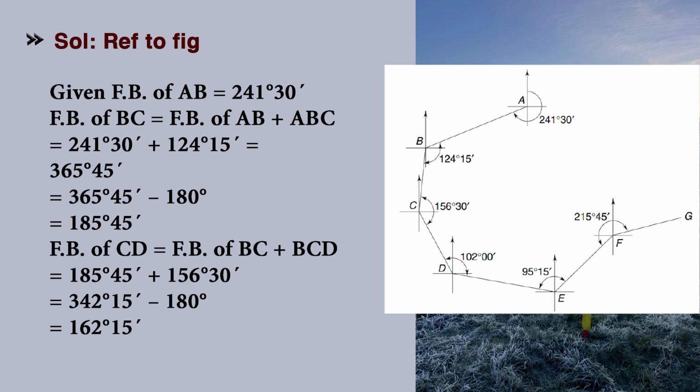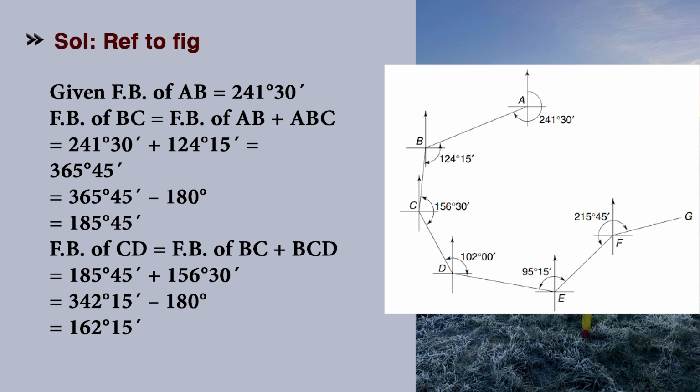So, forebearing of AB is given as 241 degree 30 minutes, and the angle ABC is given as 124 degree 15 minutes. Adding both will result in 365 degree 45 minutes. Since this value is greater than 180 degree, we will subtract 180 degree from it. So, 365 degree 45 minutes minus 180 degree will give you 185 degree 45 minutes. So, forebearing of BC will be 185 degree 45 minutes.